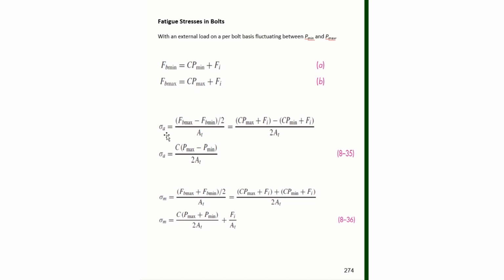Now, to compute the alternating stresses, we have several forms of the equation that we can use. To compute the mean stresses, we also have several forms of the equation that we can use. So we need to make sure that we can compute the alternating stresses and the mean stresses in a bolt problem where the load is alternating between a minimum and a maximum value.